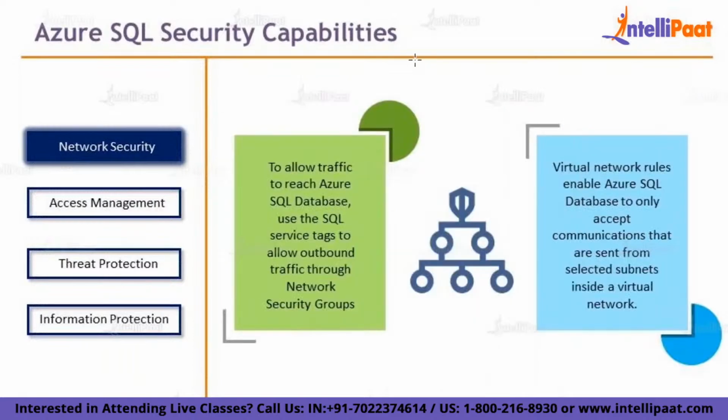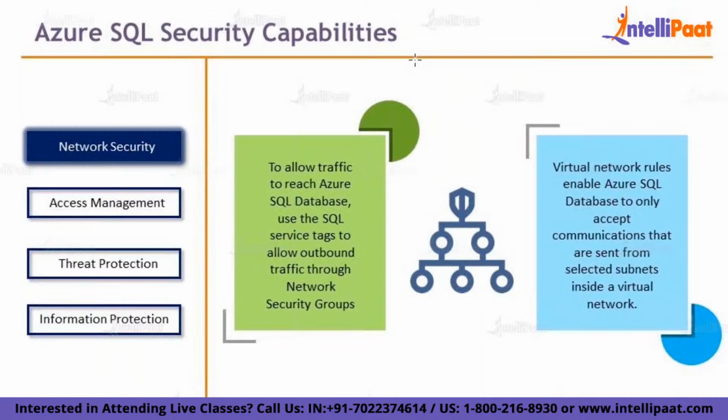To allow traffic to reach Azure SQL database, use SQL service tags to allow outbound traffic through the network security group. So what is a network security group? A network security group, or NSG, is actually the placeholder on which all your network activities are carried forward. You can create your VNet, you can create your subnet, and everything will be part of your network security group, or NSG. Now, if you want to allow inbound or outbound traffic, if you have kept your Azure SQL inside a VNet, you can configure that from the NSG.